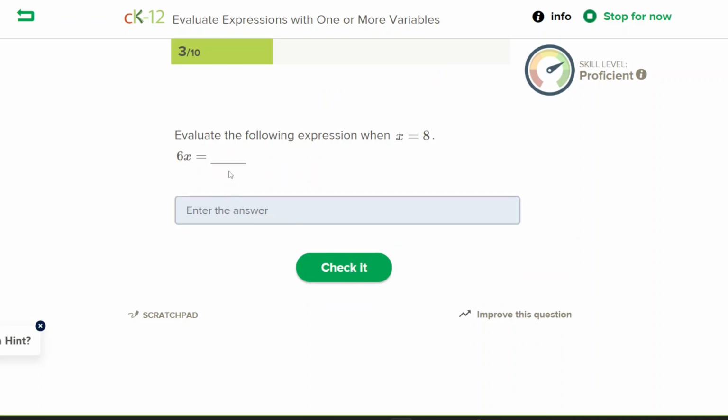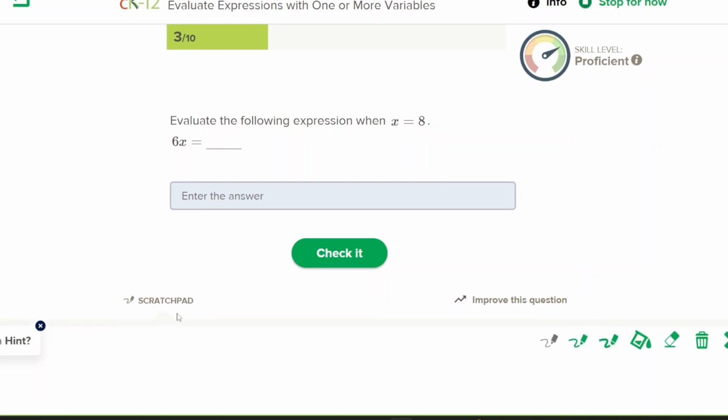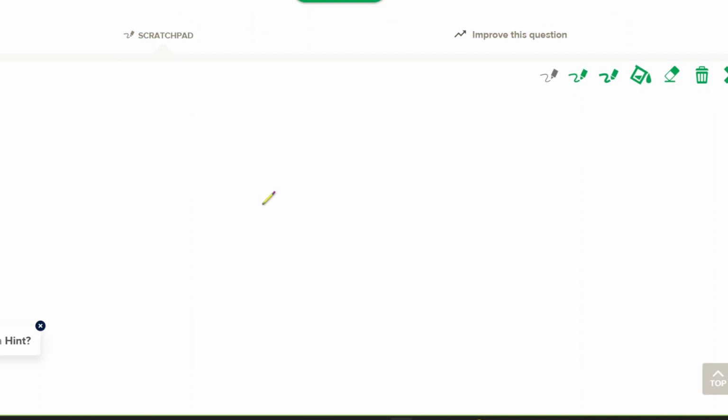All right, so another one where we're asked to just enter the answer ourselves, not multiple choice. So, pull up the scratch pad. We have 6 times x, right? When they're touching, it's just times multiplication, right? And the value of x is 8. Right, so we have 6 times x. The value of x is 8. All right, so I replace x with 8. So this is 6 times 8.